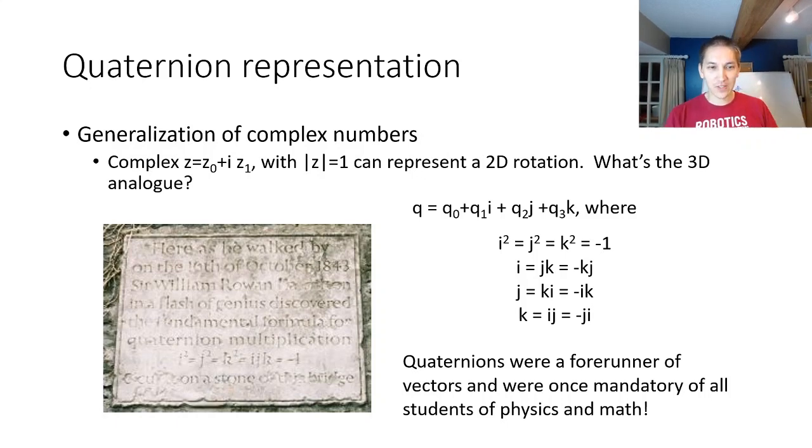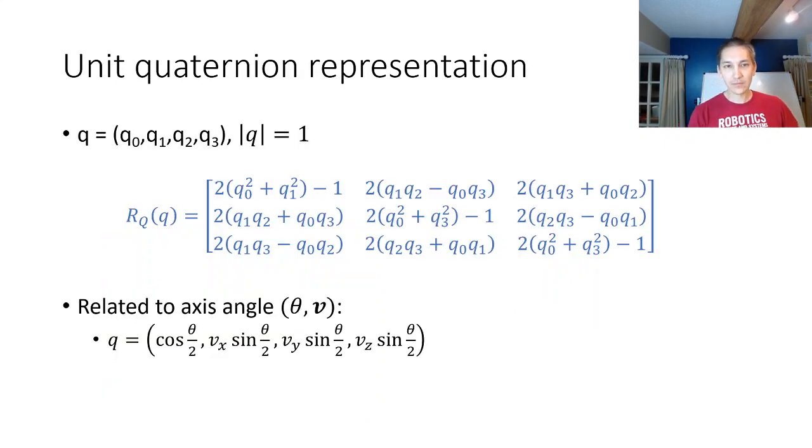But in any case, ultimately we see that linear algebra won out in the end, but we still use quaternions for dealing with three-dimensional rotations. So what does this look like? This representation is a unit quaternion that can map to a rotation matrix using the following formula.